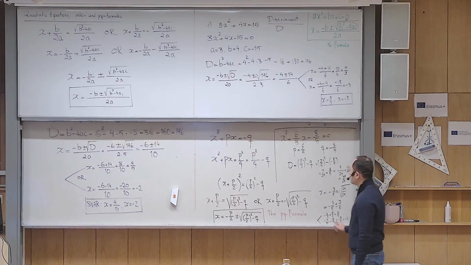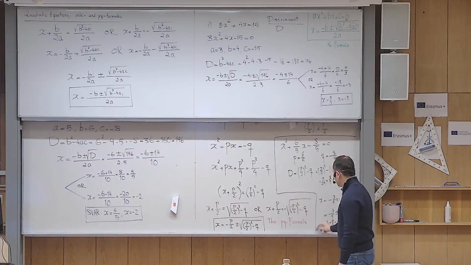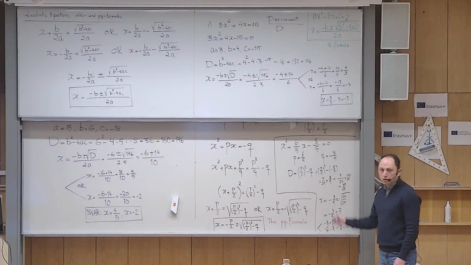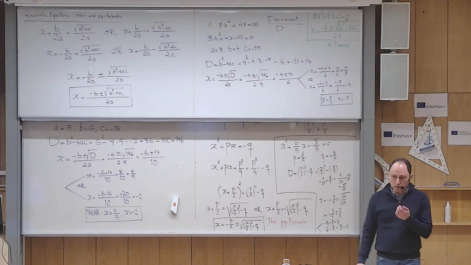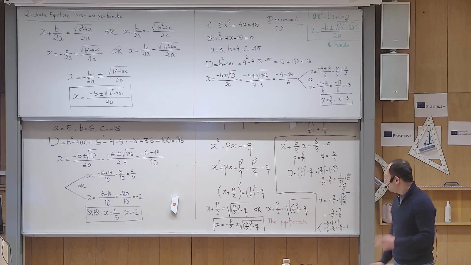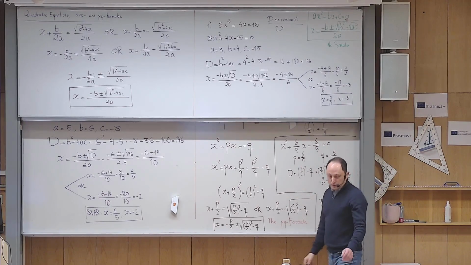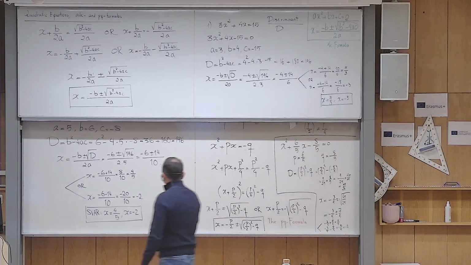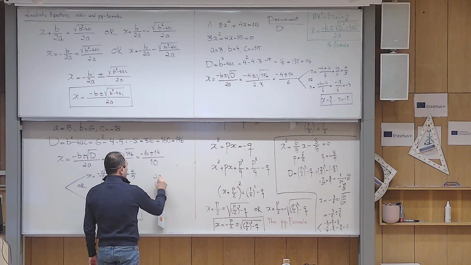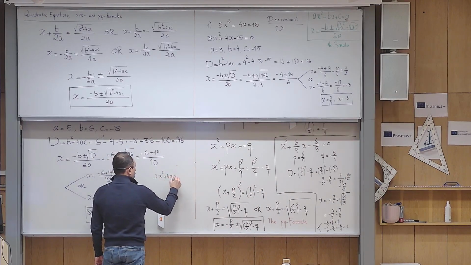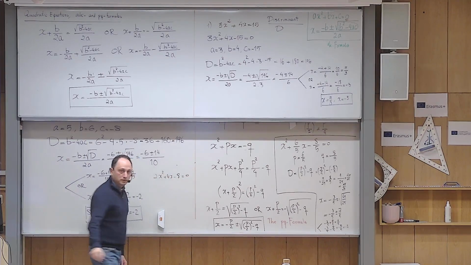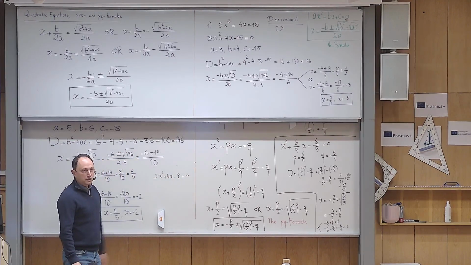That is a subjective thing. If you like this, do this, or if you like that, do that. But the answers are the same. I'm telling you, the PQ formula is very good. For example, if I have 2x squared plus 4x minus 8 equals 0, it might be that the PQ formula is even better here.